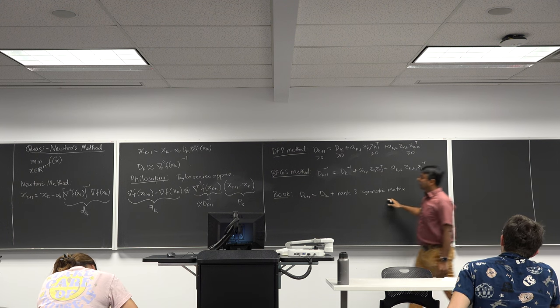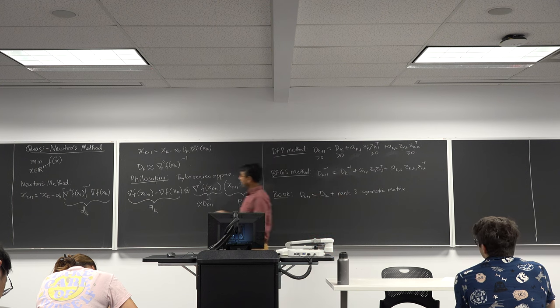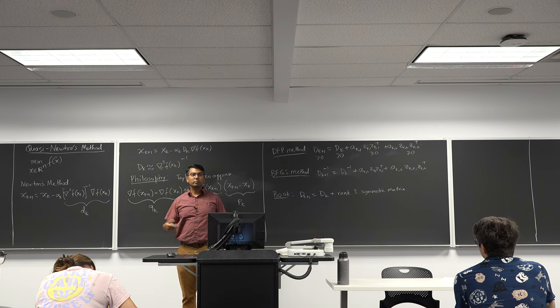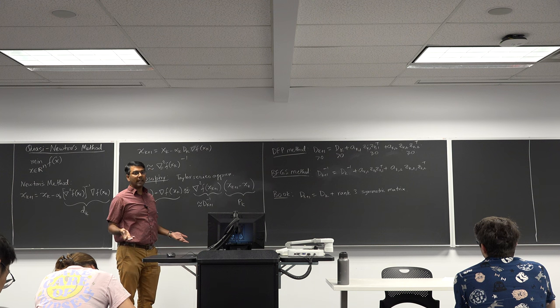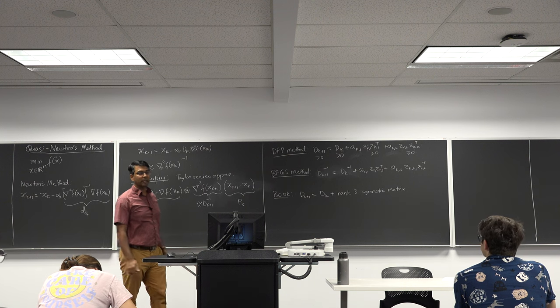But the whole point is, we only need Pk, Qk, and Dk in order to compute Dk plus 1. These three things are something we already have, and we only have to do some matrix multiplication to get that.